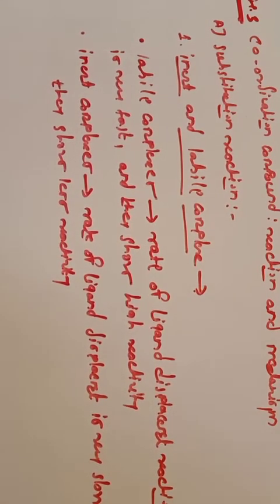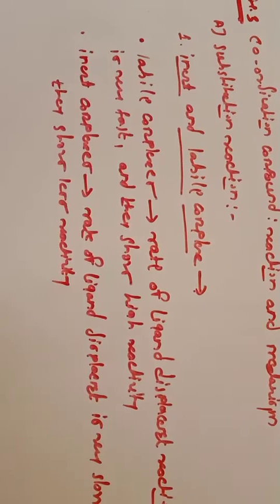So at least you should know what is labile and inert. Where the rate of ligand displacement, or the rate of ligand substitution reaction, is very fast, those complexes are considered as labile complexes, while where the rate of ligand displacement is very slow and which shows less reactivity towards substitution, they are considered as inert complexes. So let us discuss some important points regarding this inert and labile complex.